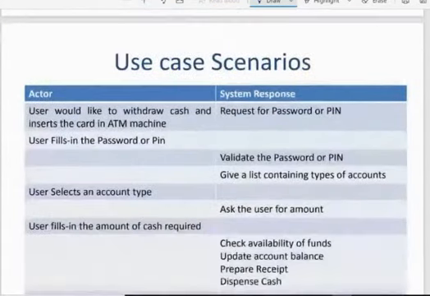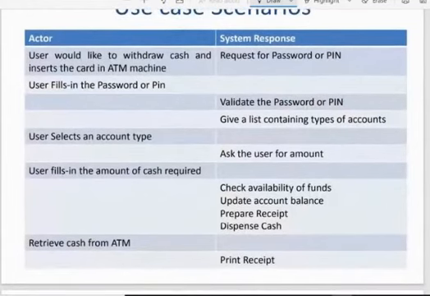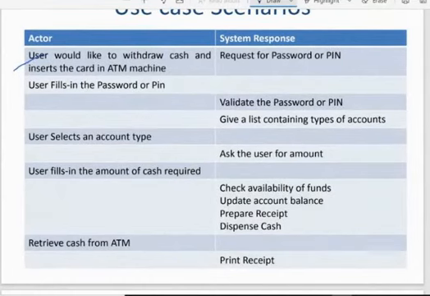Now, this is further converted into the actors' actions and the system's responses. On one end, we have the user who would like to withdraw cash and inserts the card in the ATM machine. Here we took the ATM machine example, and the system requests the password or the PIN. Then obviously the user fills in the password or PIN. And then in the background checks are done, that means validating the password or the PIN and giving a list containing types of account.